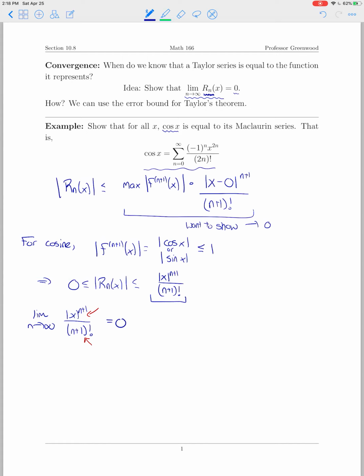That implies, by the squeeze theorem, because Rn is in between 0 and this term right here, which tends to 0, that the limit as n goes to infinity of Rn of x must be equal to 0. And so as a final conclusion, that implies that cosine of x is always equal to its Taylor series.